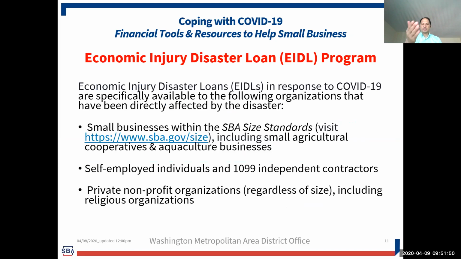So it's for small businesses that meet the size standard, as I mentioned before. It's also for self-employed individuals, sole proprietors, cooperatives of any kind, independent contractors, and private nonprofit organizations, regardless of size, including religious organizations. Private nonprofit means not a government nonprofit. So a state hospital is a nonprofit, but it's a government nonprofit. A state college is a nonprofit, but it's a government nonprofit. This is for private nonprofits, regardless of size.